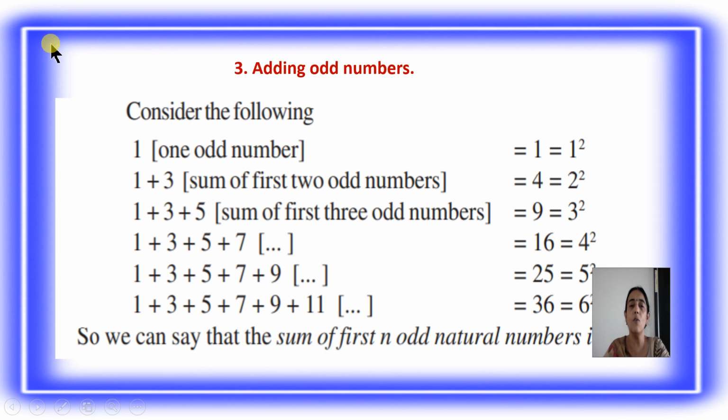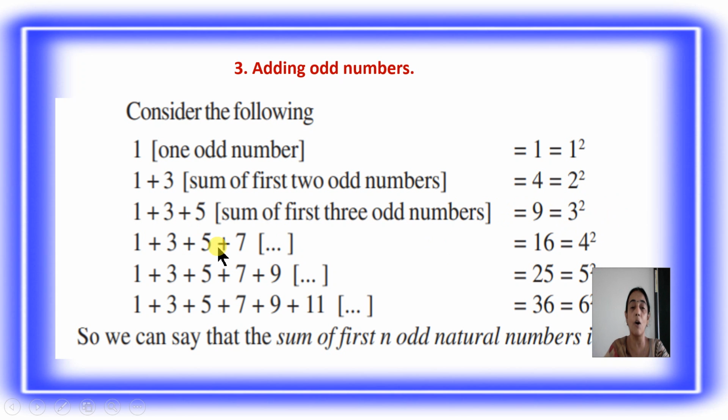Now let's watch this. 1. 1 is the odd number and that 1 is equal to 1 square. Adding the consecutive first two odd numbers, 1 plus 3. So the sum of the first two odd numbers is 4 and that is 2 square. Just observe, okay? 1 plus 3 plus 5. Sum of the first three odd numbers, which is equal to 9, that is equal to 3 square. Sum of three odd numbers, 3 square.